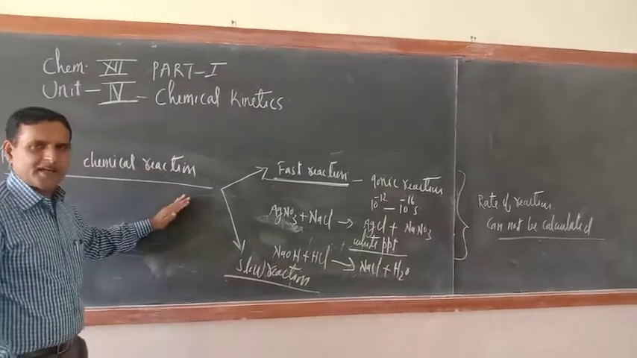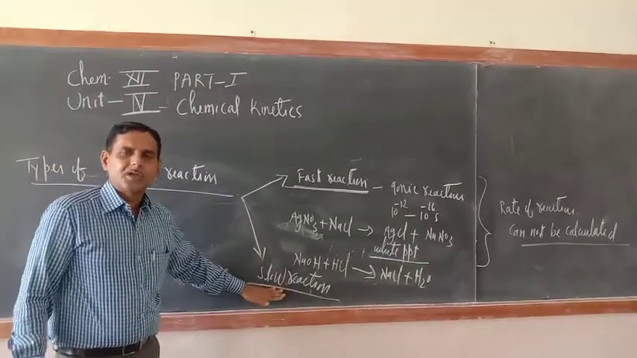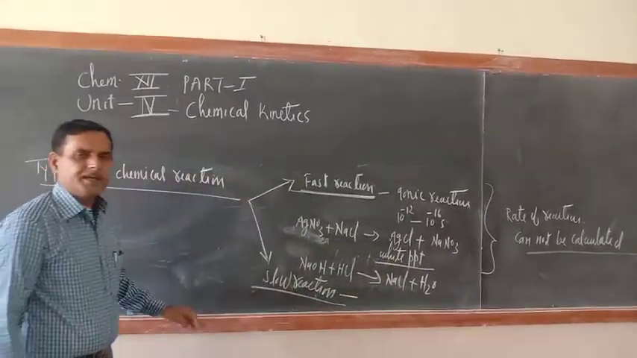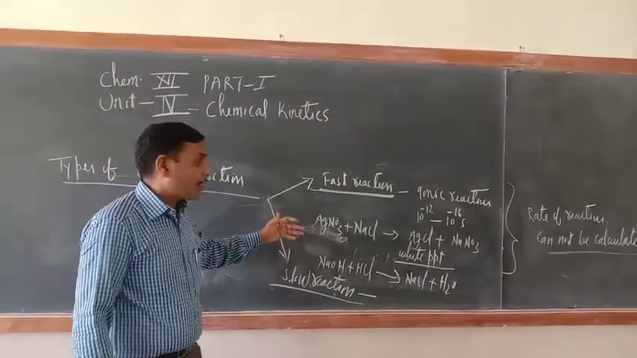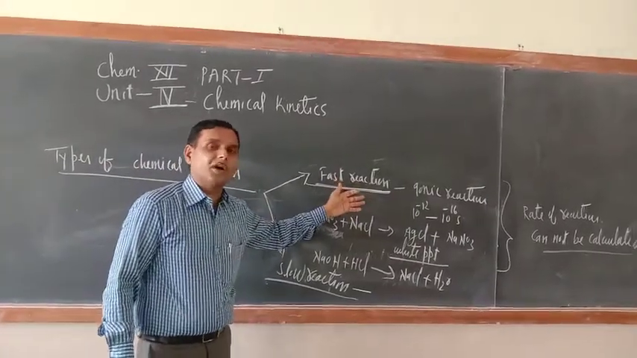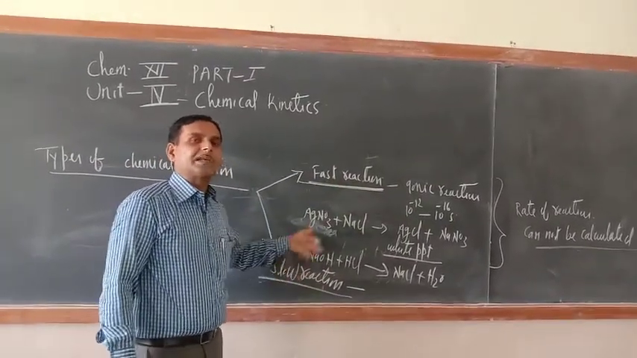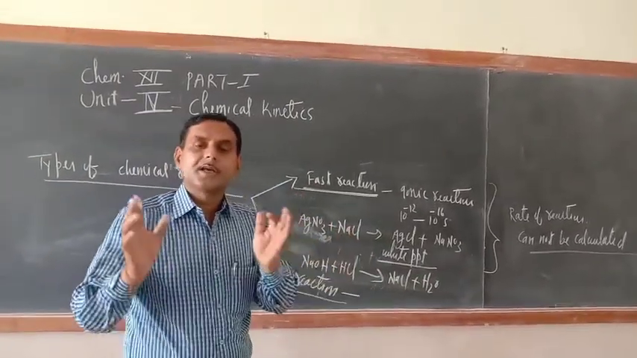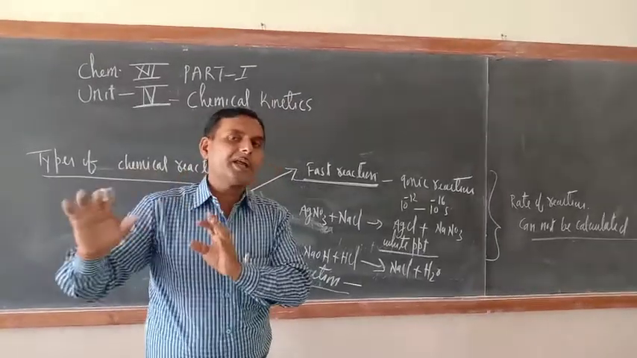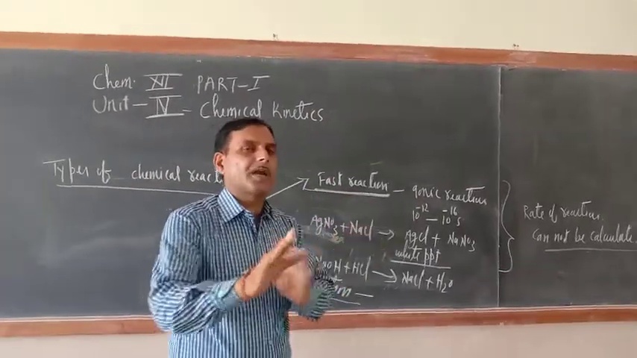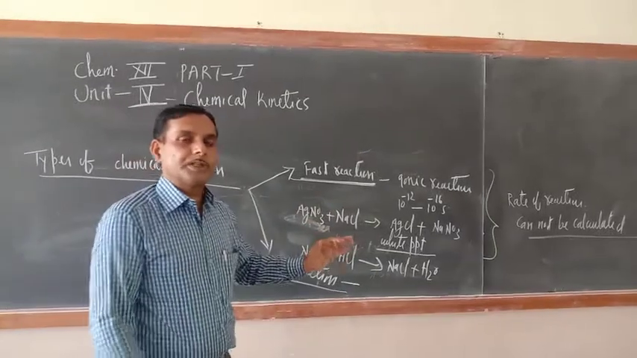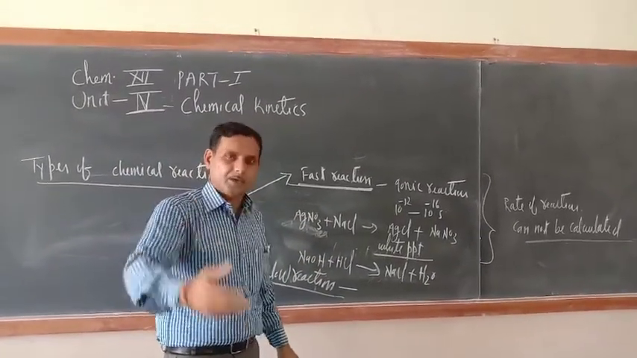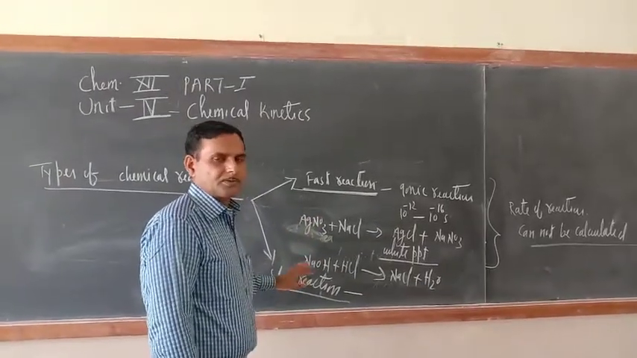Now another category of reaction is slow reaction. Slow reactions are basically molecular reactions. What is a molecular reaction? Ions are not involved here. Molecules are involved, and in molecules what is there? Covalent bonds are there. You know that in any chemical reaction, old bonds get broken and new bonds are formed. So this reaction can only take place when the old bonds get broken. I will write the examples also.